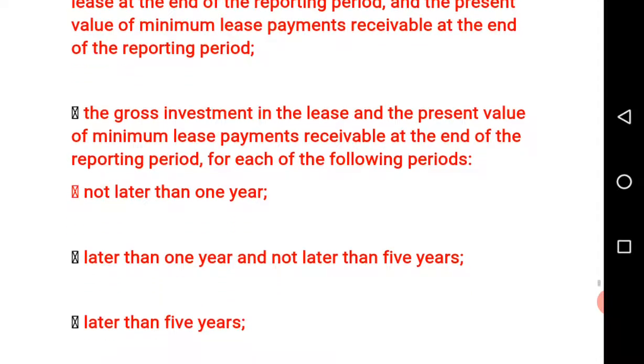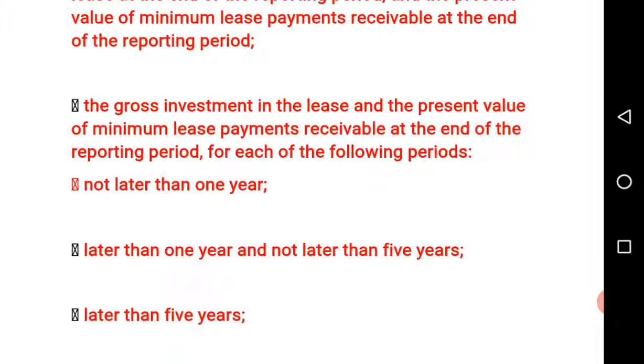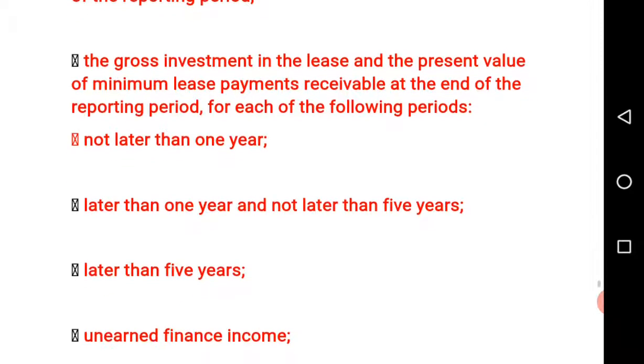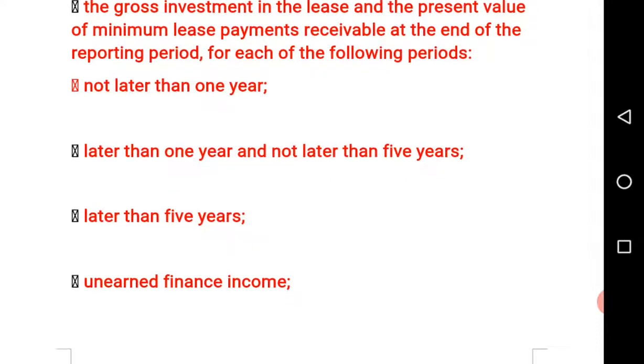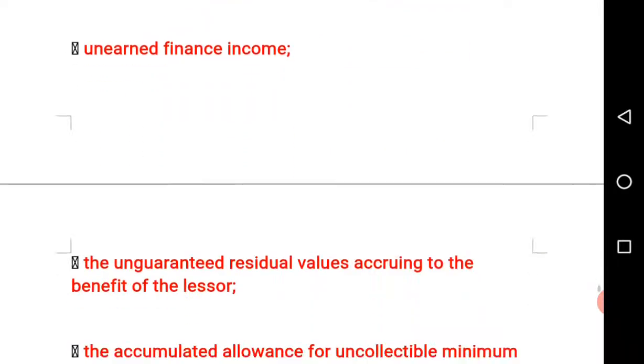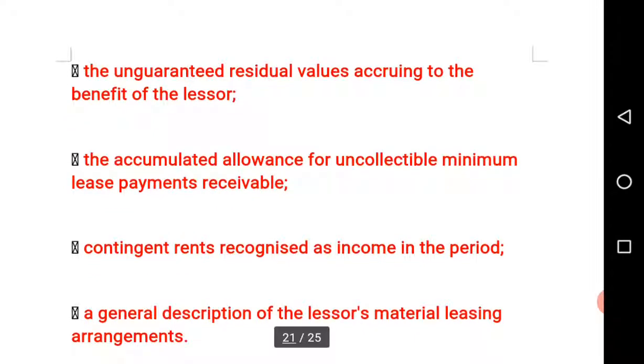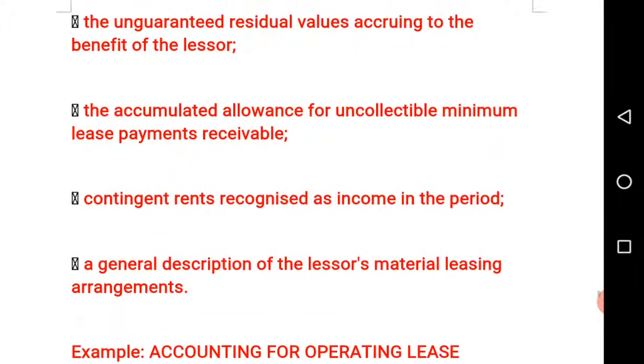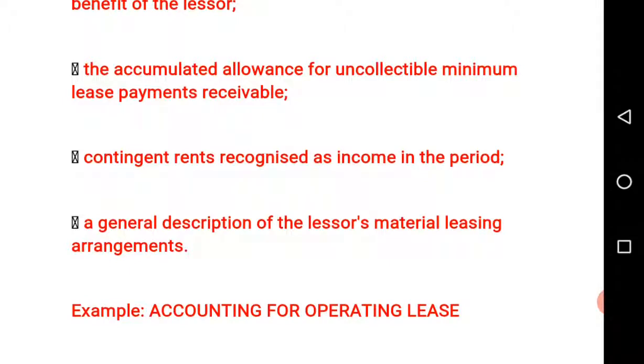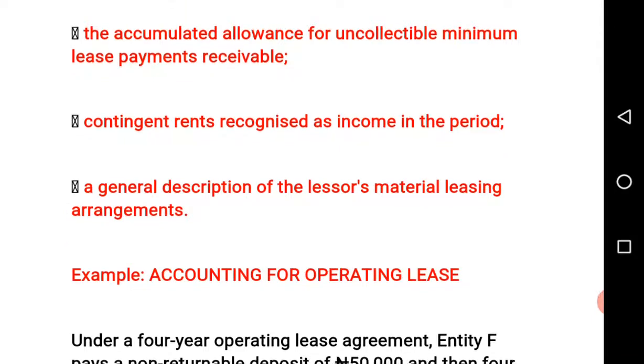First one, not later than 1 year. The second one, later than 1 year and not later than 5 years. Third one, later than 5 years. Then the unearned finance income, the unguaranteed residual value accruing to the benefit of the lessor, the accumulated allowance for uncollectible minimum lease payments receivable. I would say it again: the accumulated allowance for uncollectible minimum lease payments receivable, contingent rents recognized as income in the period, a general description of lessors' material leasing arrangements.